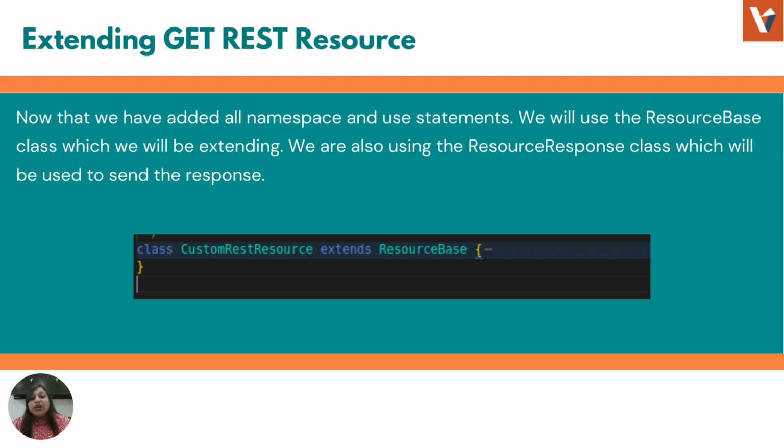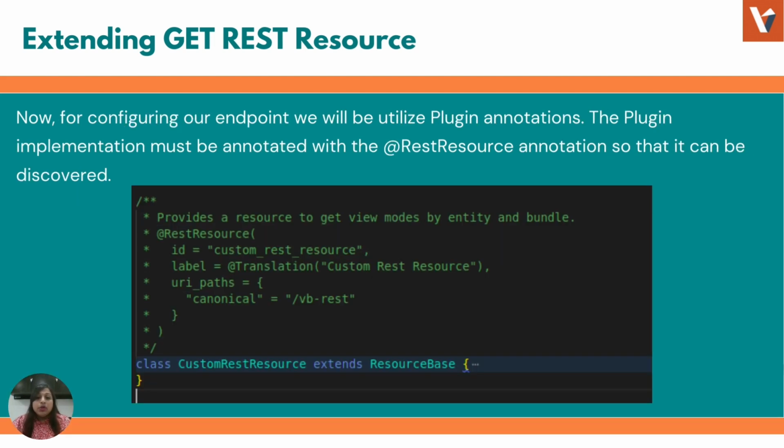We are just trying to retrieve a piece of information, a piece of message from the system in return of our get request. So for implementation of that, we will first be required to add a plugin annotation. These plugin annotations are required and are utilized for configuring our endpoints. The plugin implementations should be annotated with REST resource as it is easily discoverable.